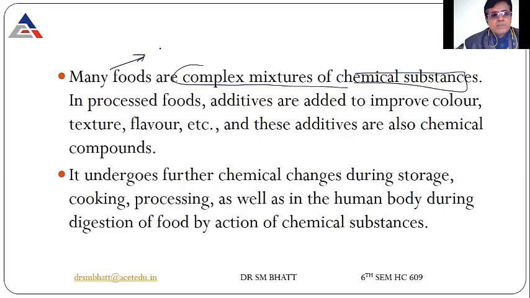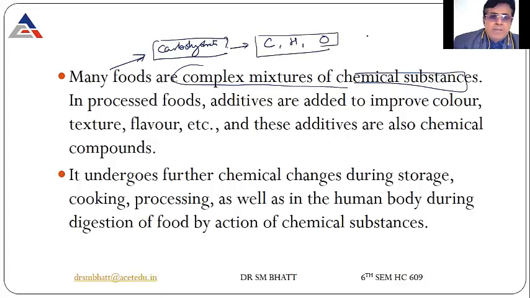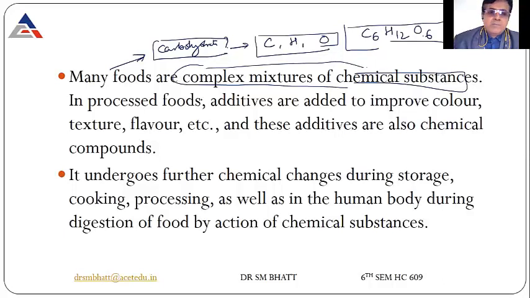Why are we using the term chemical substance for food? Because if you are talking about carbohydrate, is this a chemical or not? Tell me. Is this a chemical substance or not? How many say yes, how many say no? Yes, sir. Why? Because they are made up of carbon, hydrogen and oxygen. So this is a chemical substance. If you are talking about glucose, you write the formula C6H12O6. So what we can say, foods are complex mixtures of chemical substances.